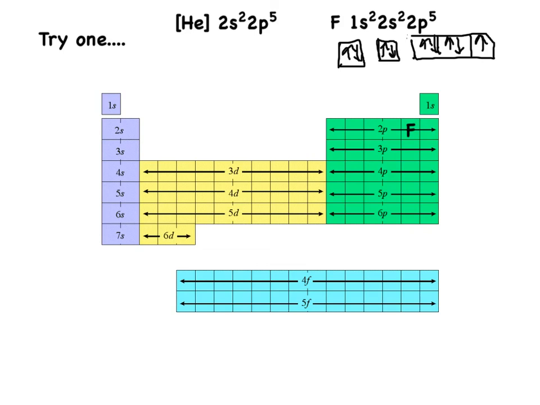And so I hope this has helped you to understand how to write electron configurations. Next, we'll be taking those configurations and looking at how atoms bond to each other in chemical reactions.